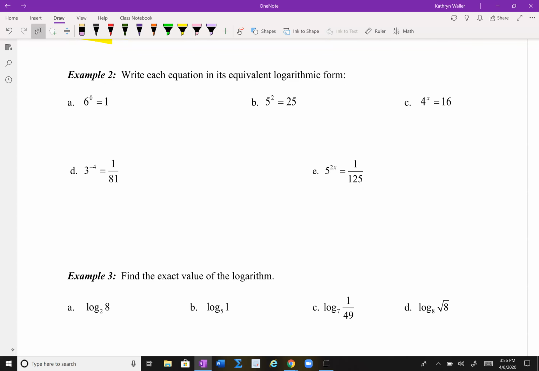Okay, so now going from exponential to log, this is obviously an exponential because you don't see the word log. So you go log base, and what's the base up there? A 6, so you just put it there. To the other side, which is 1, is equal to 0.